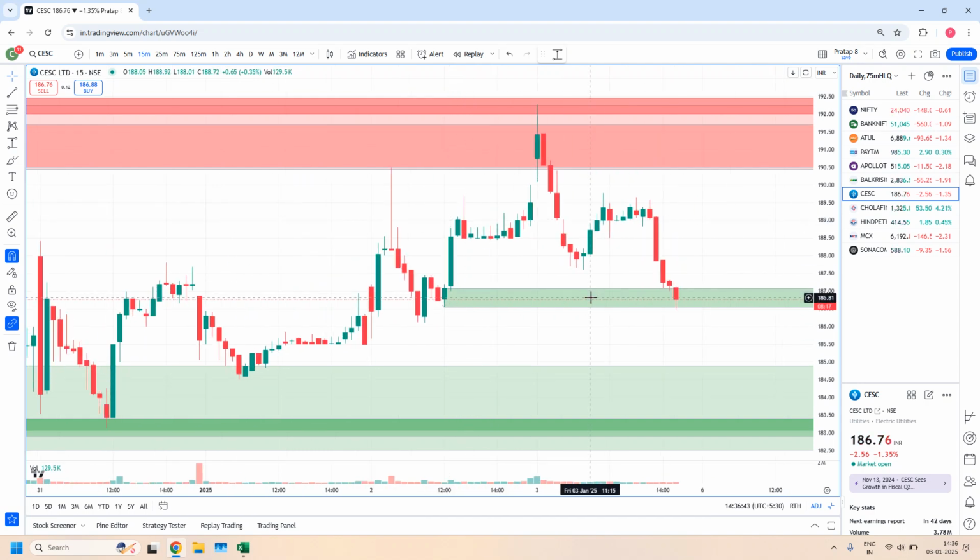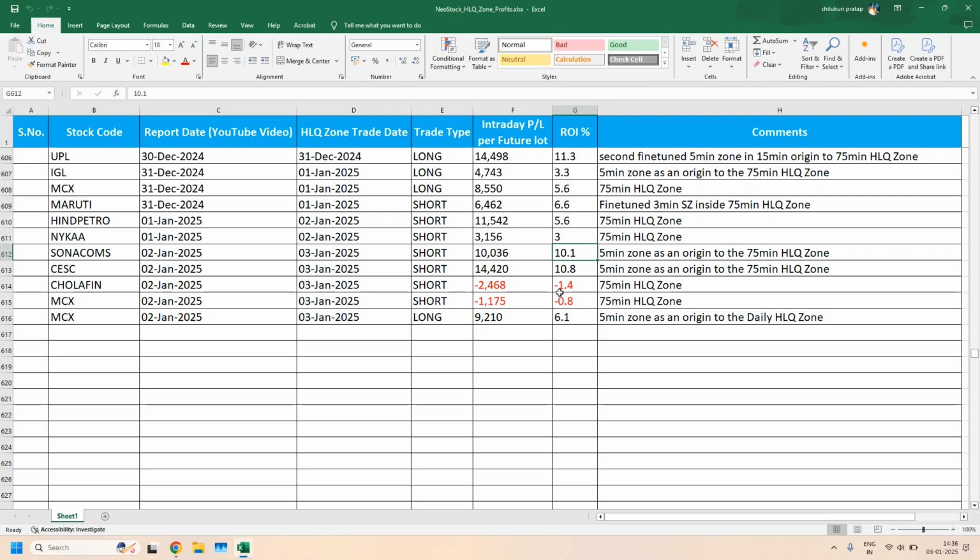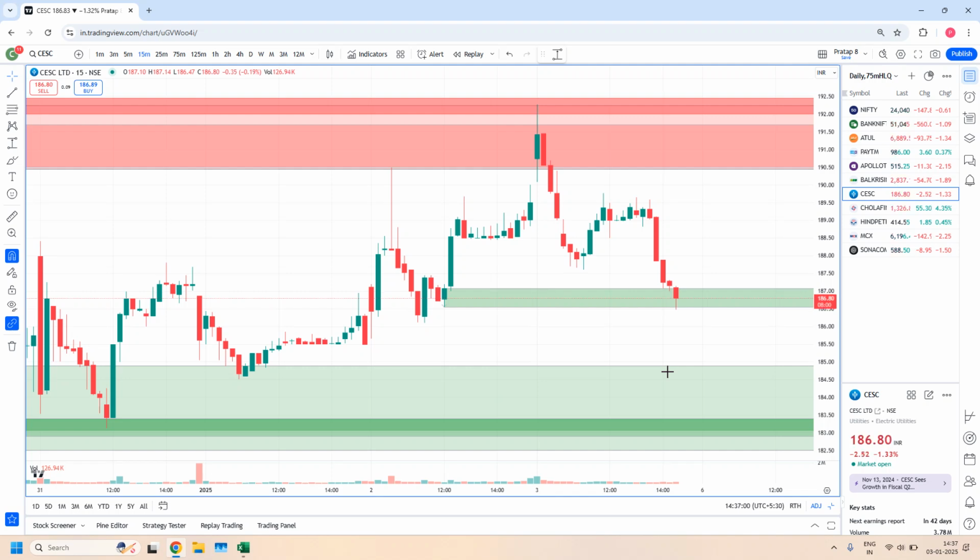So CESC is another one. How much profit has CESC given? CESC has given 14,420 rupees profit, which is a 10.8% ROI. The 5-minute zone as an horizon to the 75 minutes high liquidity zone.